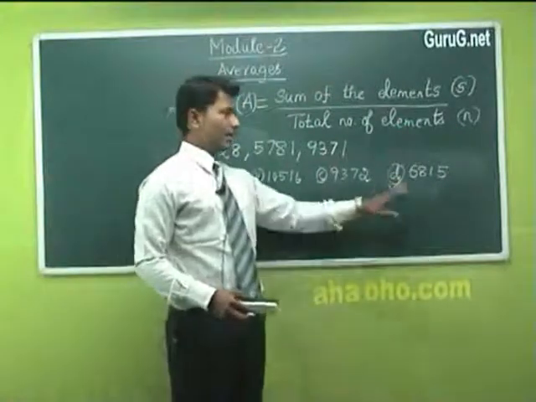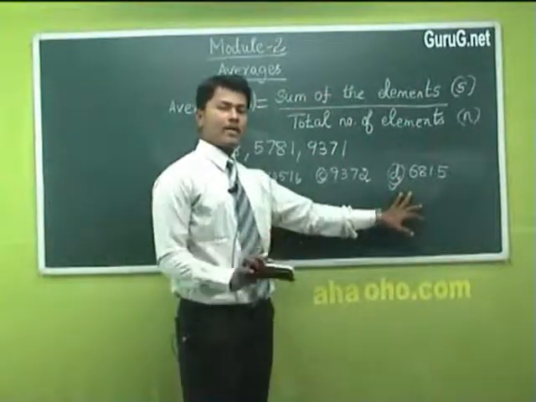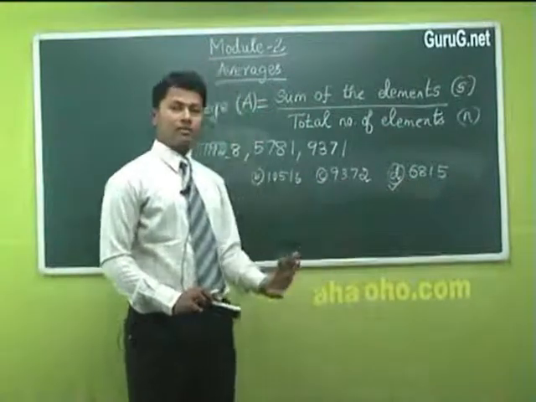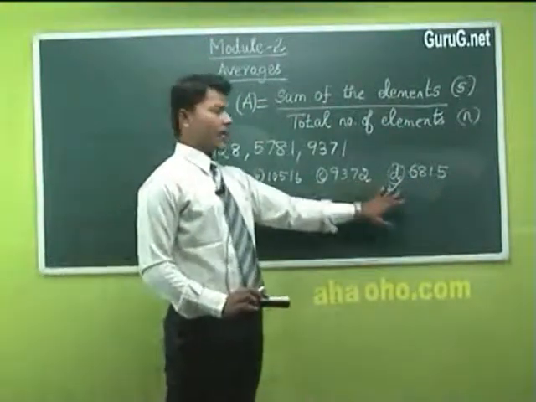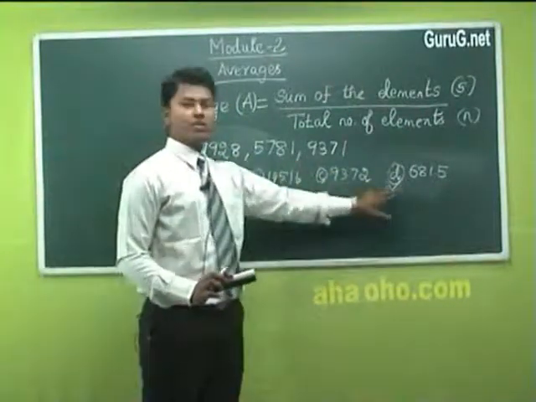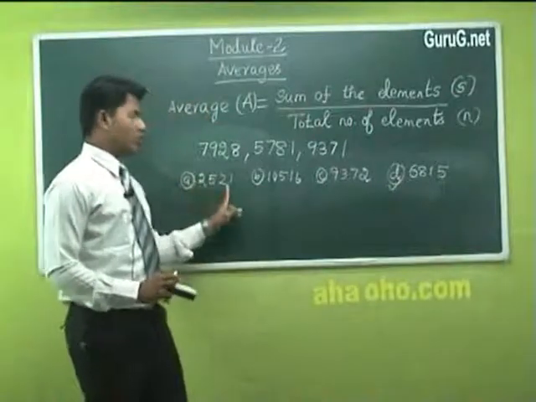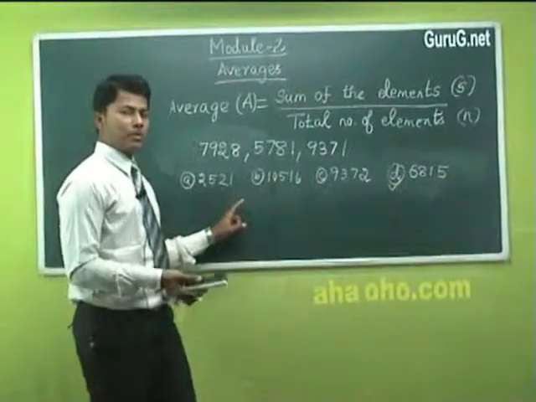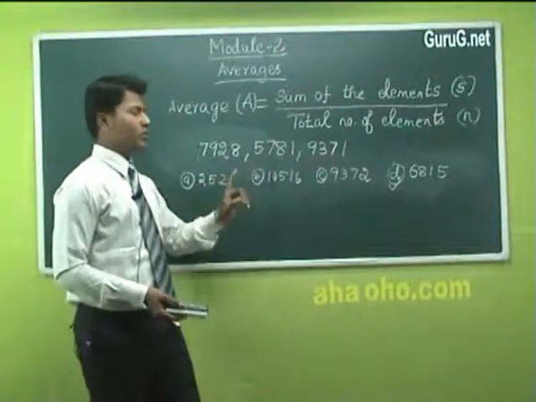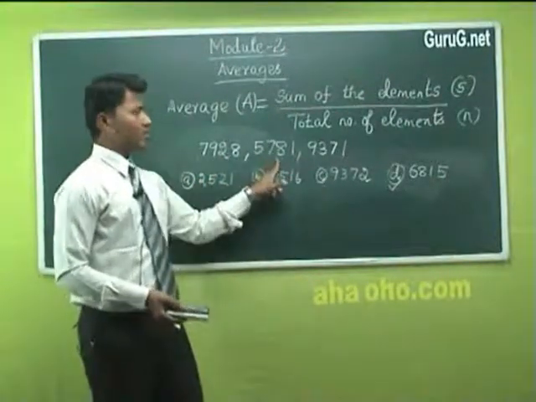Say whether D is the approximate value or the exact value, whatever it is. The only possible value can be D, or at least only D has a certain probability to be the answer for this question. Why? From the fact that we previously learnt, average will always be greater than the smallest value. The smallest value here is 5781.